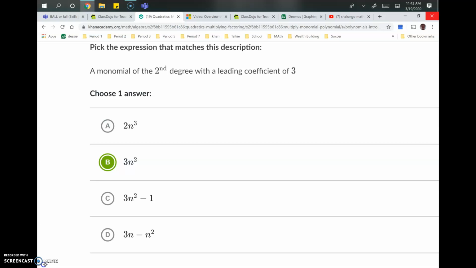Cool. So A and B are still in. Second degree exponent, that is an exponent of 3. That is an exponent of 2. We want an exponent of 2. Cool, that's out. And then you can see the last element. The first number is 3. Yes, it is. Cool, B is our answer. Mark it. Boom, done. That is how you do polynomial intro.